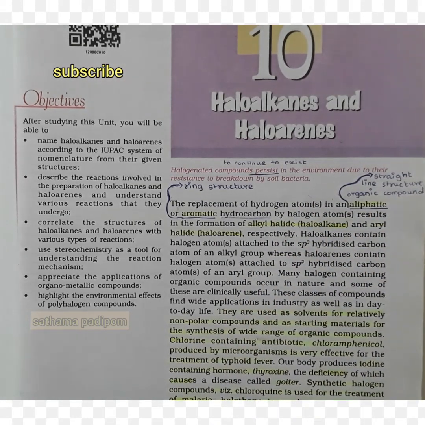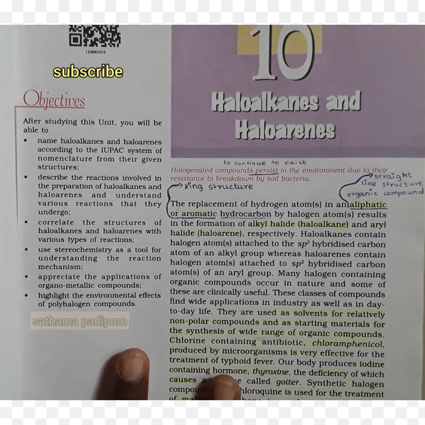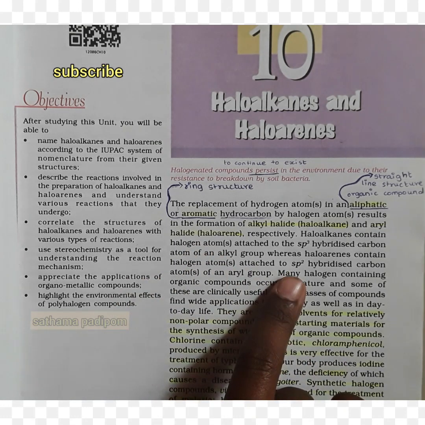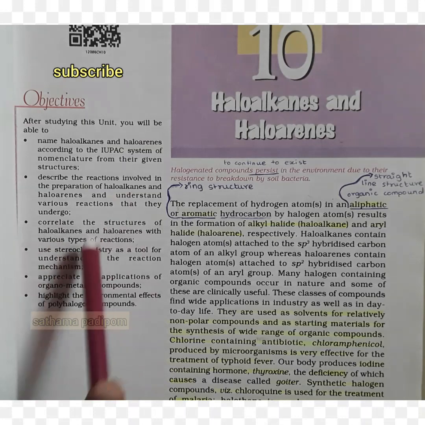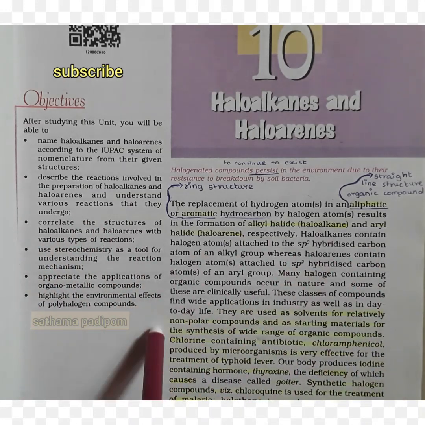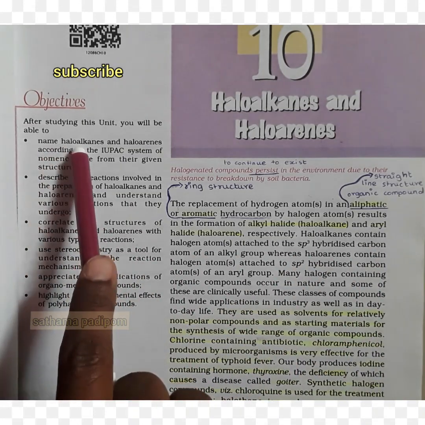Only the title explanation. So at the end of this chapter, what are the things you will come to know, that you have to know first? So what is the objective? Here I have taken your NCERT book itself. So you have to learn line by line first. Here, objectives: after studying this unit you will be able to name haloalkanes.